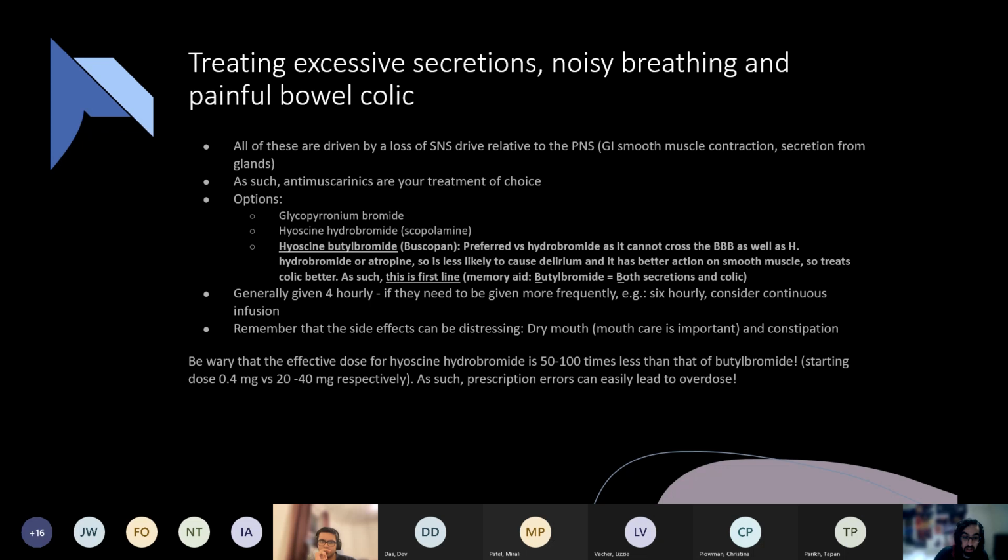Just something to be aware of because prescription errors do happen here. Hydrobromide has a far lower effective dose than butyl bromide. So if you put hydrobromide when you meant butyl bromide, you could really overdose a patient on an antimuscarinic and put them into anticholinergic crisis.